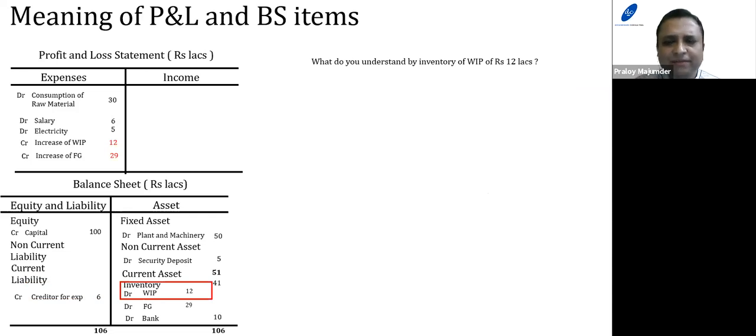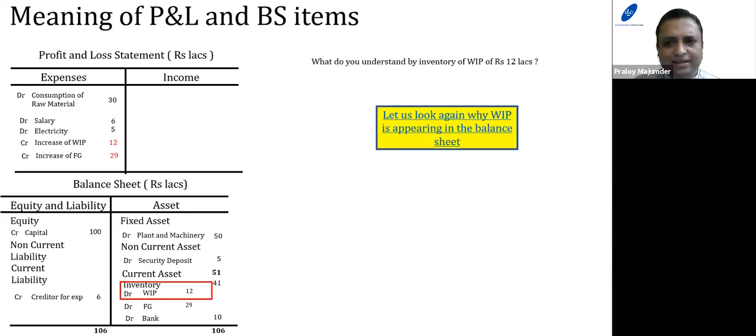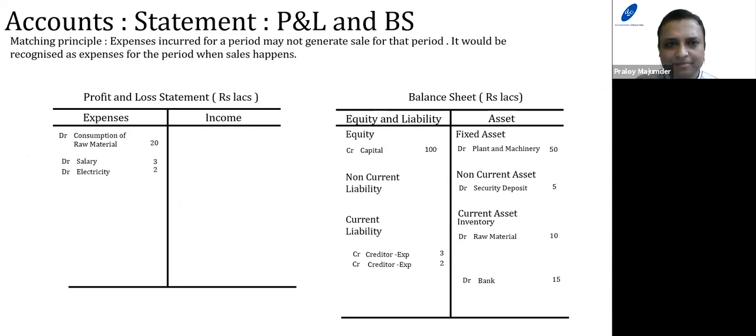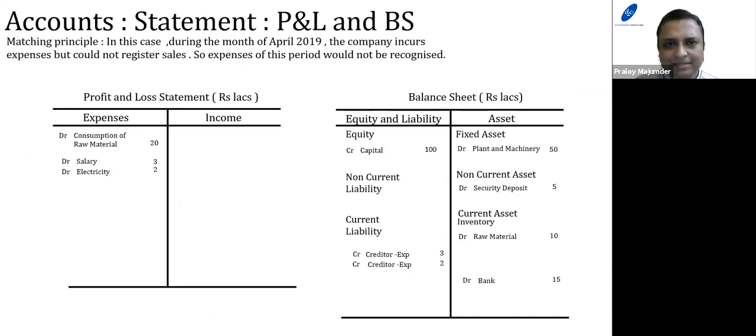What do you understand by inventory of rupees 12 lakhs? Now, let us look at it. Why is WIP appearing in the balance sheet? To get the meaning of WIP, if you look at it, this is the WIP. WIP is coming because of what? Matching principle. In that case, since the company has incurred expenses but could not convert it into cash, this amount of expenses would be adjusted.